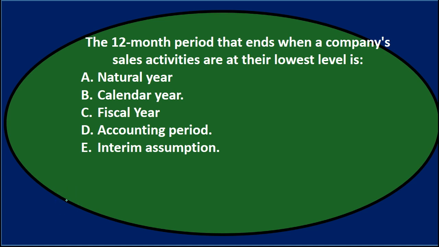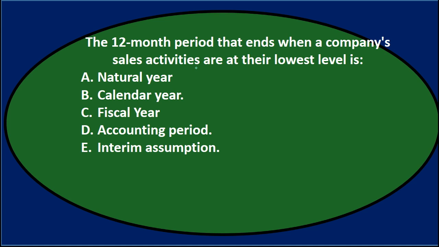Next question. The 12-month period that ends when a company's sales activity are at their lowest level is A, natural year, B, calendar year, C, fiscal year, D, accounting period, and E, interim assumption. So if we think about this, we're looking for that 12-month time period that ends when the company's sales activities are at their lowest. So we're usually, the 12 months, we're going to think that that looks like some type of year.